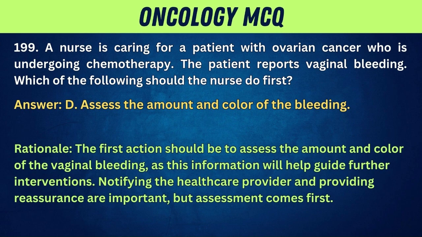Rationale: the first action should be to assess the amount and color of the vaginal bleeding, as this information will help guide further interventions. Notifying the healthcare provider and providing reassurance are important, but assessment comes first.